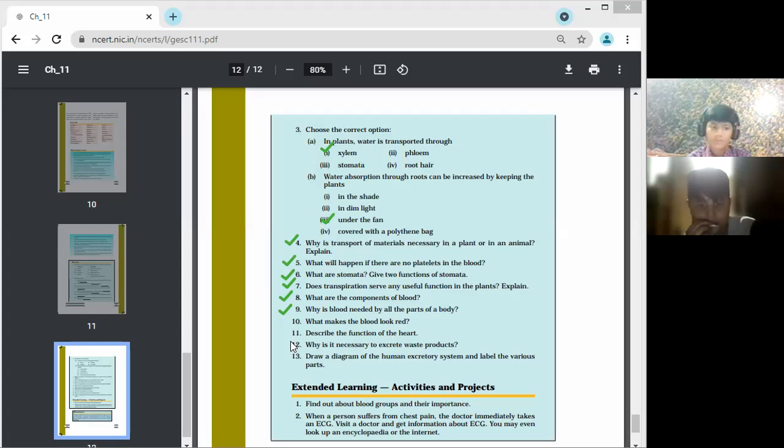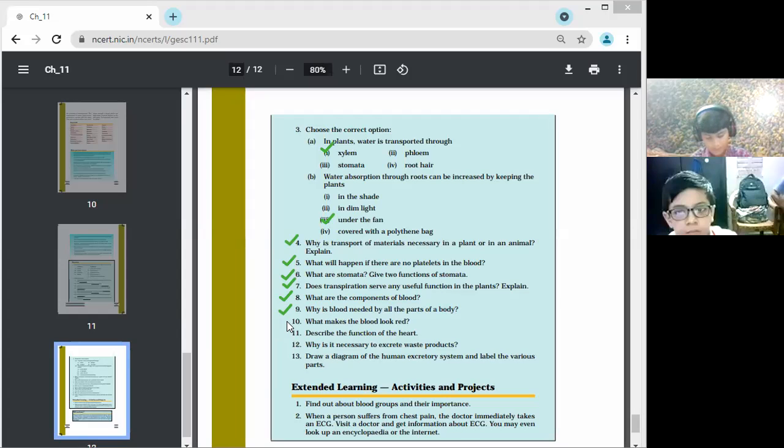Okay, good. Next question: what makes the blood red? Bhavya Joshi. Hemoglobin makes the blood red. Yes, there is a red colored pigment which makes the blood red.